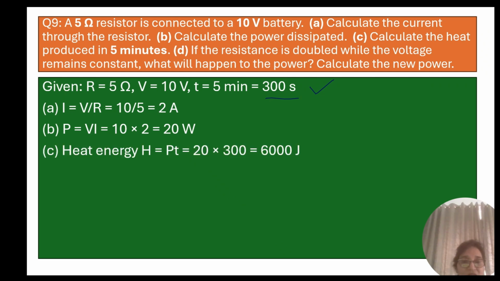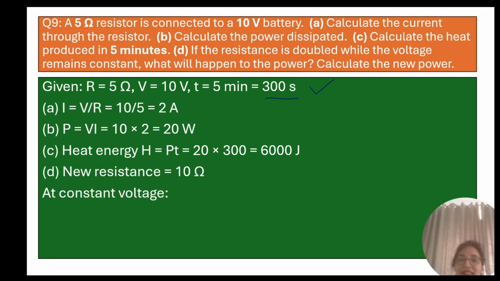Calculate the heat produced. Now heat energy is power into time. What is the power here? 20. And what is the time which you calculated in seconds? That is 300. 20 into 300 will give you 6,000 joules. What will be the new resistance? Now here the new resistance will be 10 ohm.